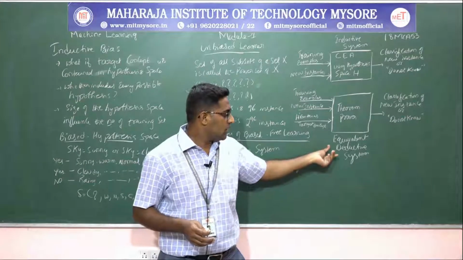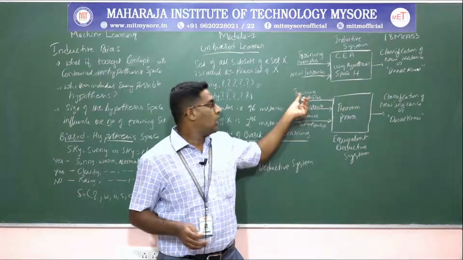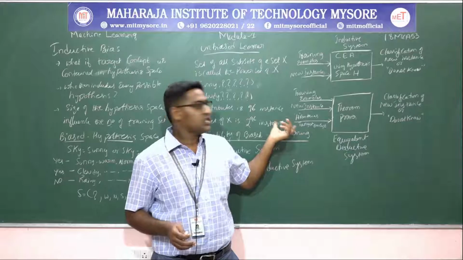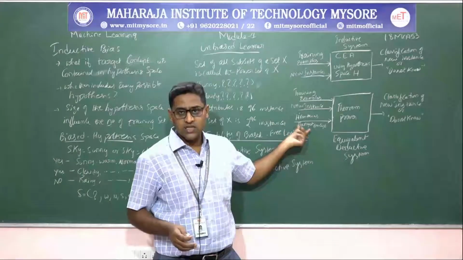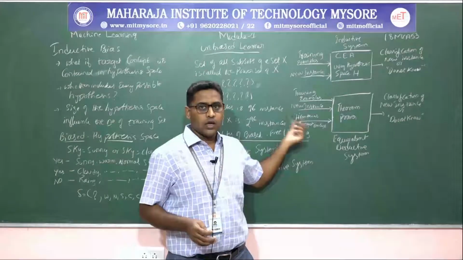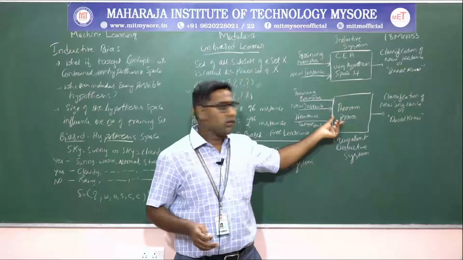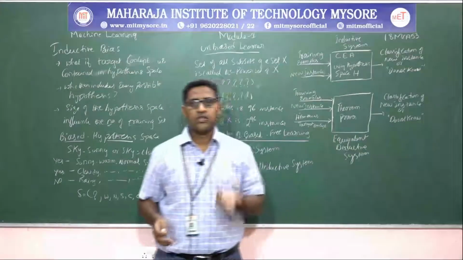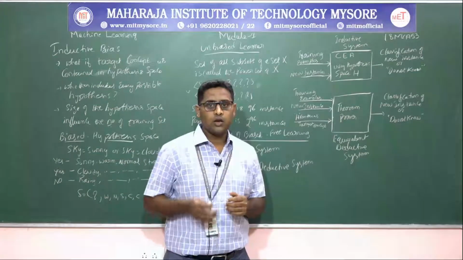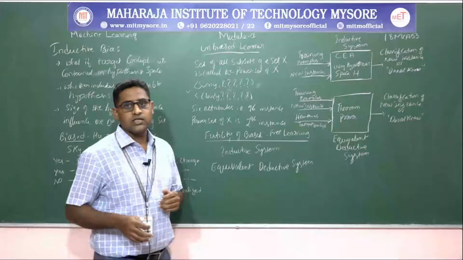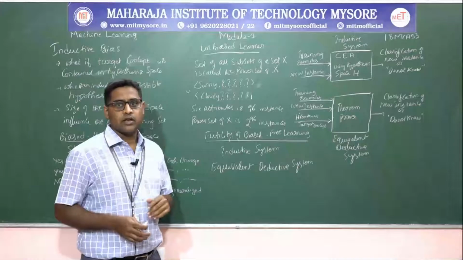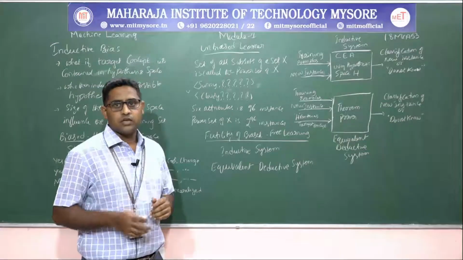Again, in the equivalent deductive system, along with the training examples and new instance, you need to provide a hypothesis space H that contains the target concept. Then the theorem prover will say the classification of the new instance will be done, and otherwise it will be do not know. So overall, these things are covered in module 1 of machine learning.